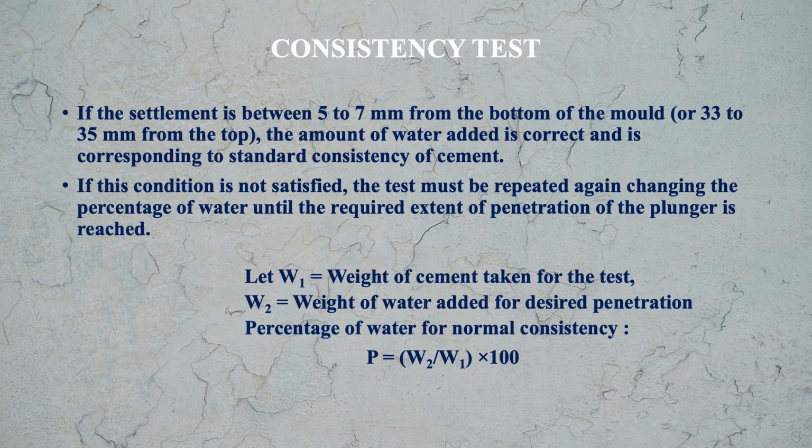Let the weight of cement taken for the test be W1, and W2 the weight of water added for the desired penetration. Then the percentage of water for normal consistency, P, can be calculated as W2 upon W1 into 100. Generally this varies from 25% to 35%. That is why we generally begin with 25% water for this test.